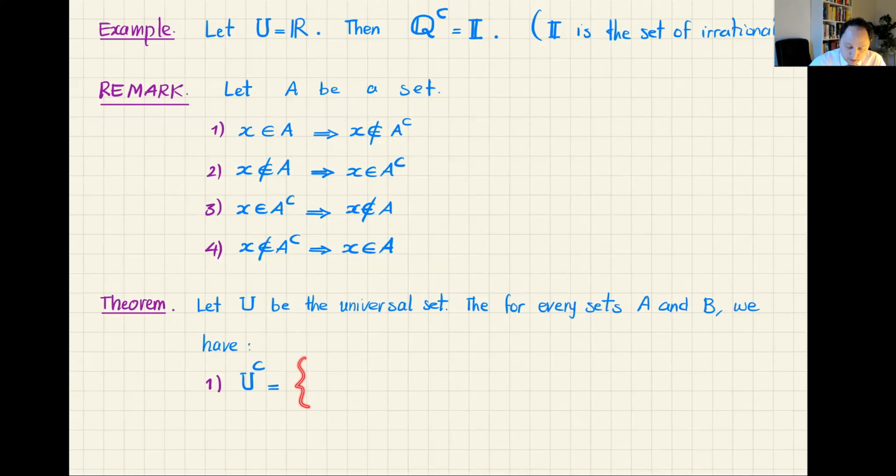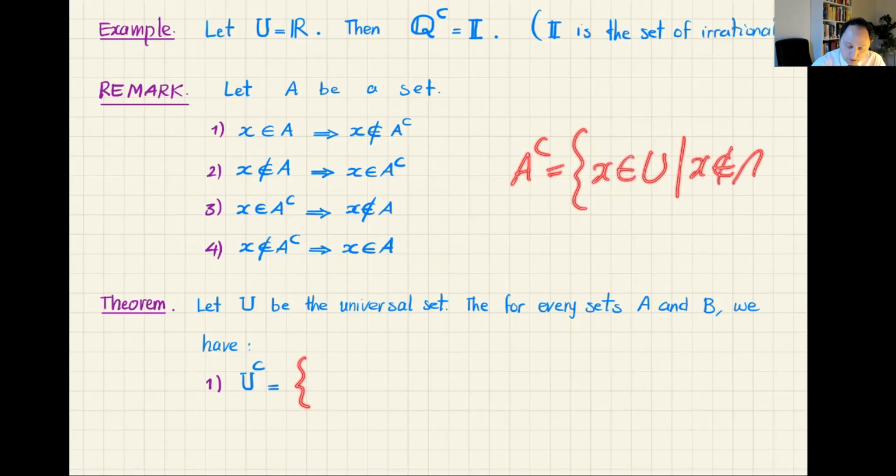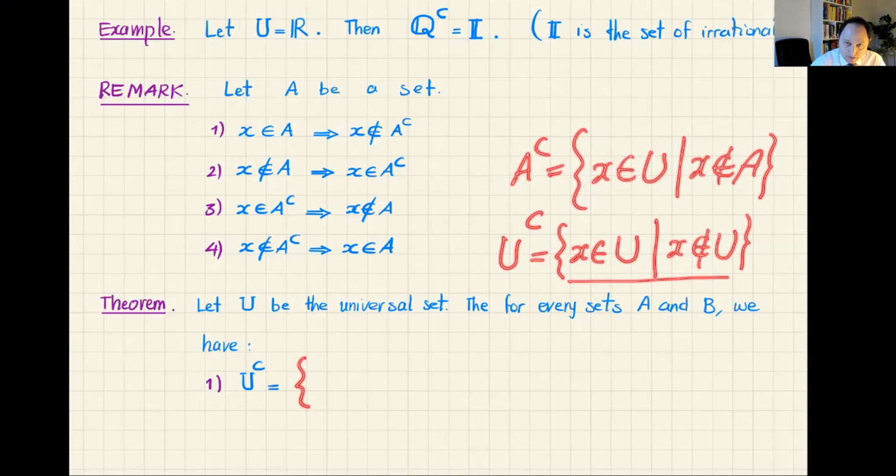Is it hard? The complement of a set is defined to be all the elements X inside U such that X does not belong to A. Now I am asking you, what is the complement of this? This means the set of all X's in U such that X is not in U. So how do you interpret this? The set consisting of all elements of U that are not in U. What is this set? It's the empty set, yes, exactly.